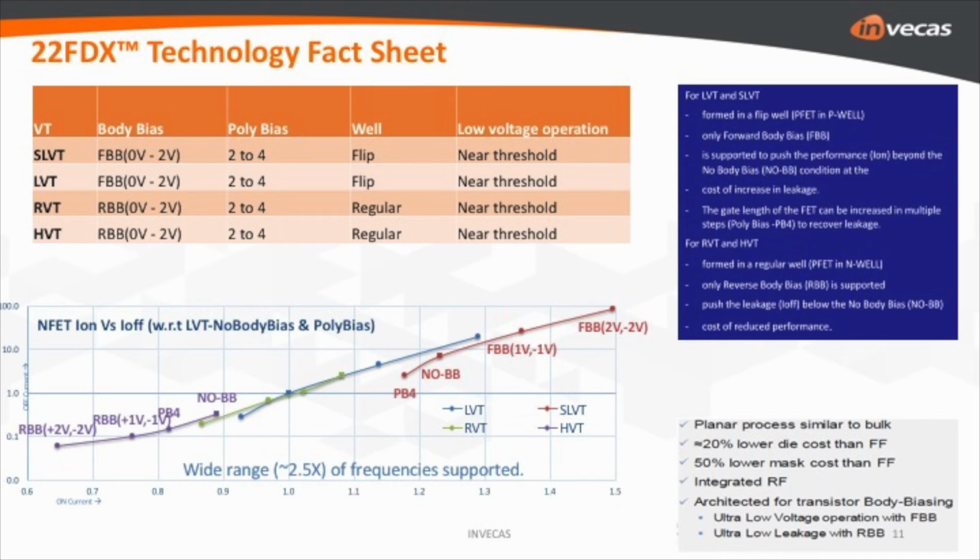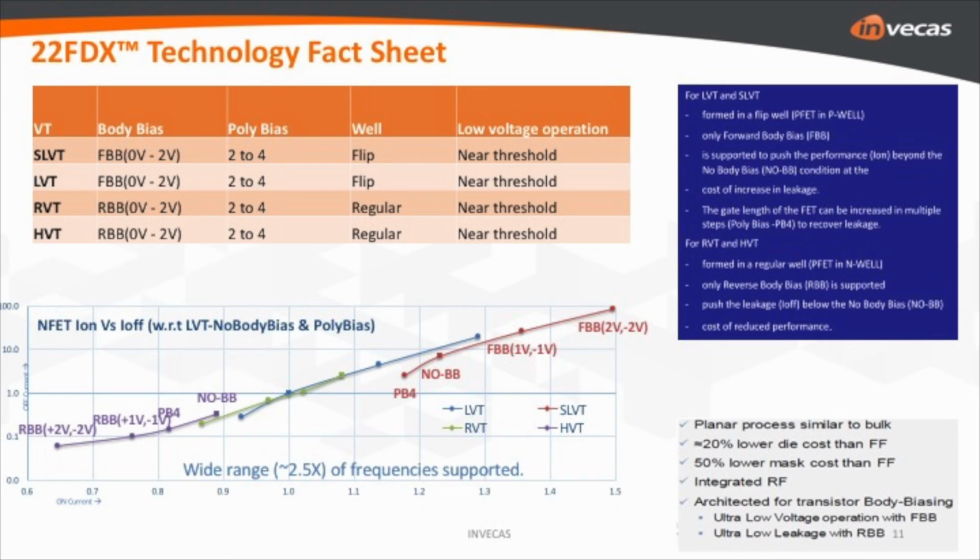The gate length of the FET can be increased in multiple steps to take care of the poly bias to recover leakage when you compare the devices itself. For RVT and HVT, these are formed in regular wells where PFETs are in N wells, unlike in the forward body bias where the PFETs are in P well. So these two devices are allowed to operate only in the reverse body bias mode.